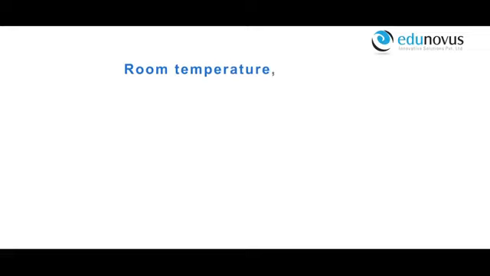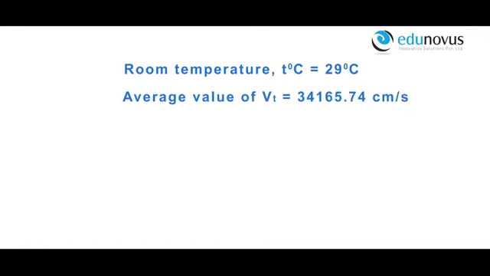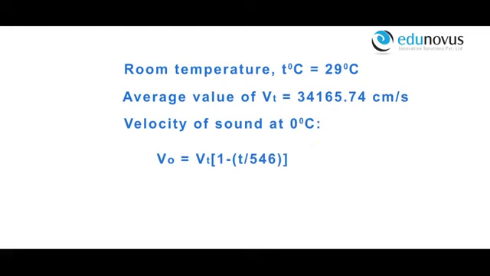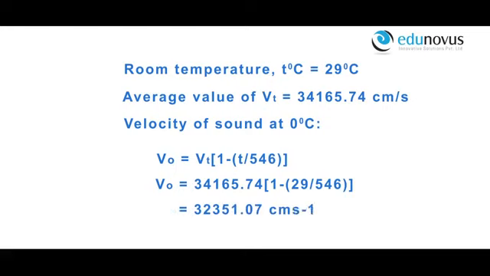Room temperature T is equal to 29 degrees centigrade. Average value of Vt is equal to 34165.74 cm per second. Velocity of sound at 0 degree centigrade, V0, is equal to Vt into 1 minus T divided by 546, which is 34165.74 into 1 minus 29 divided by 546, which is 32,351.07 cm per second.